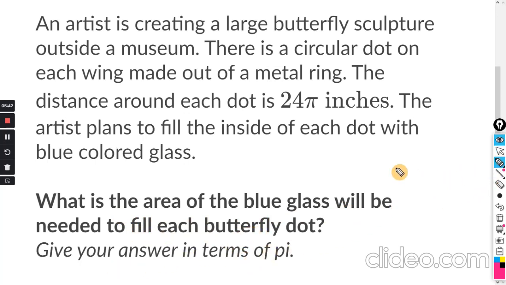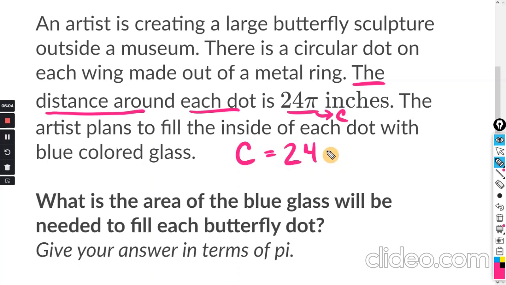All right, lengthy write-up, but it doesn't really matter. It says the distance around each dot is 24 pi. We know that distance around is circumference. So this 24 pi is the circumference, C. All right, so I am going to let C equal 24 pi, which is basically 24 times pi. And they want us to find the area of the blue glass for each dot. So each dot, the circumference is this, and we need the area of each dot.